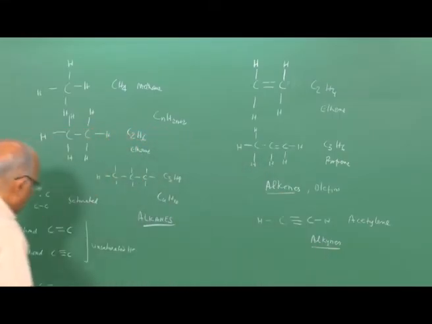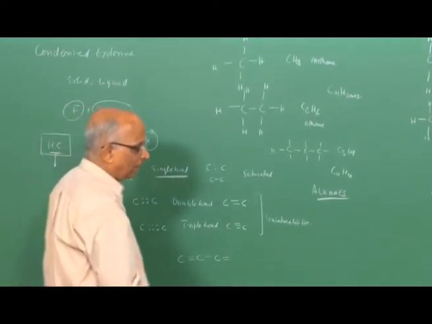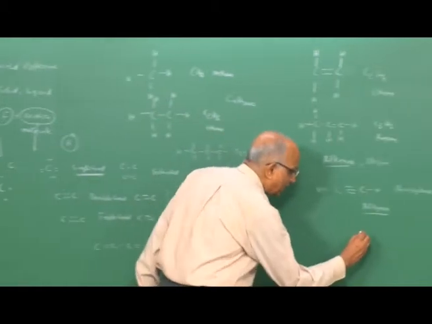And let us go to the last one. When I have two double bonds alternatively occurring, the substance is known as alkadiene.